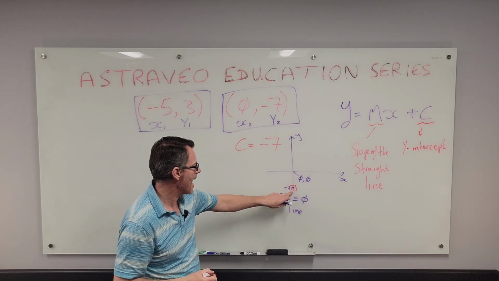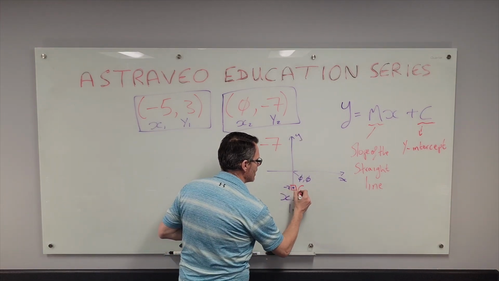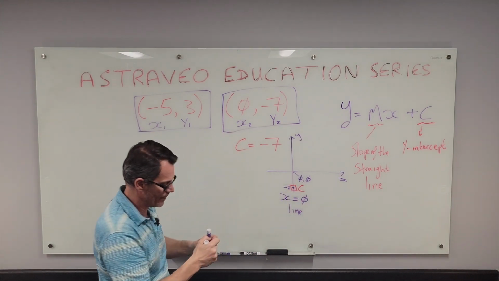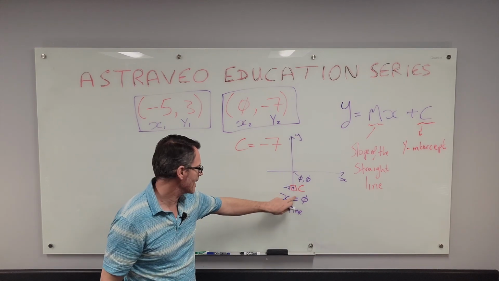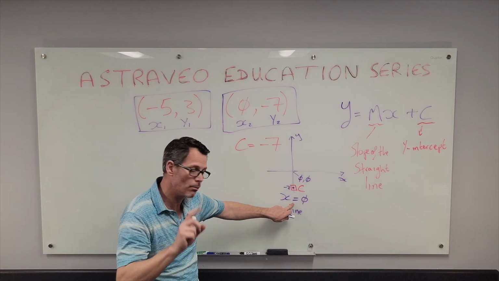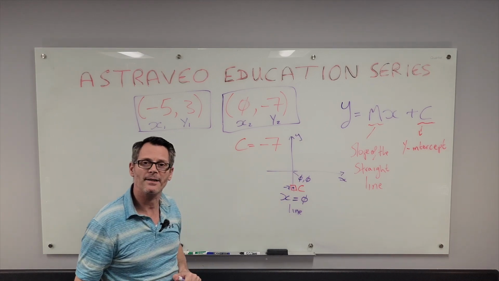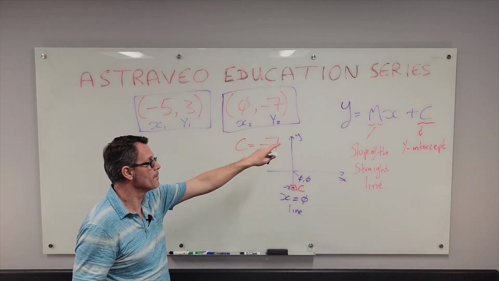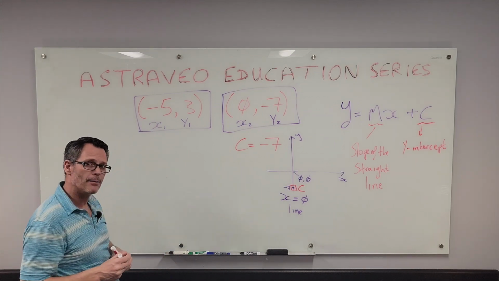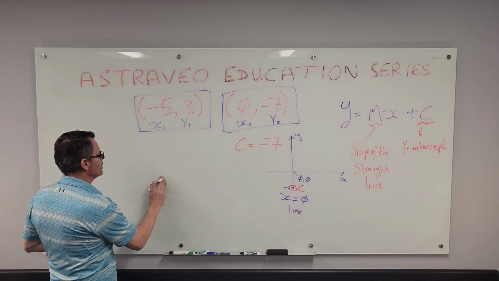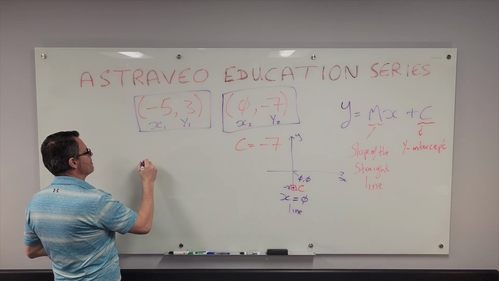But we know that has to be the C value right there, because whichever line we're going to end up with, we'll figure out the slope in a second, it crosses the y-axis, the x equals 0 line, at y equals minus 7. We've just got one of our numbers for our equation. It's not too bad. Now, don't forget our definition from last week or whenever we last did the education series.